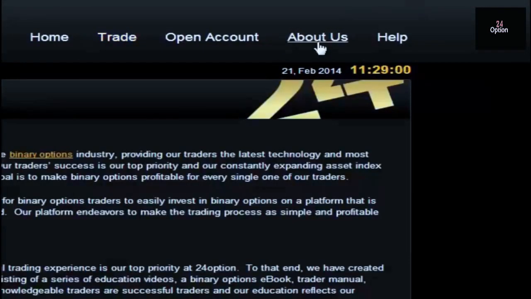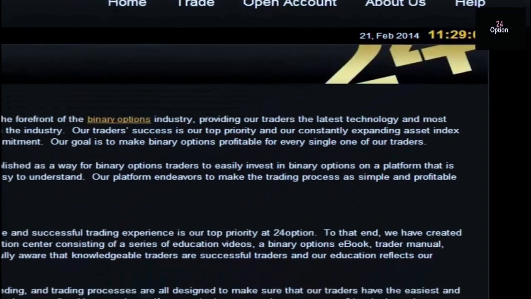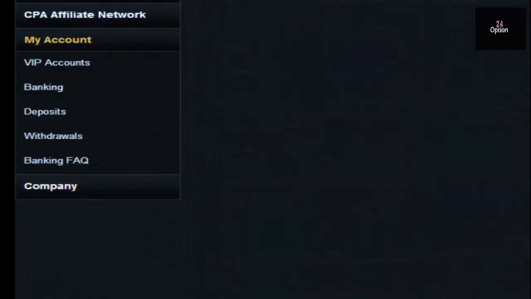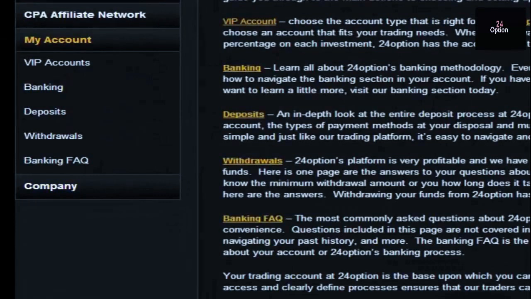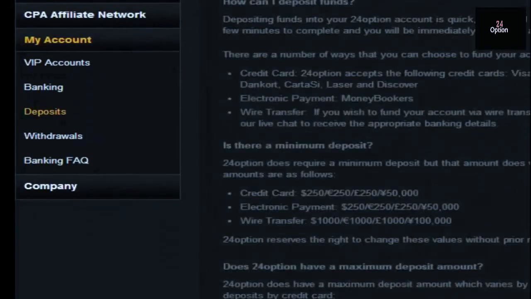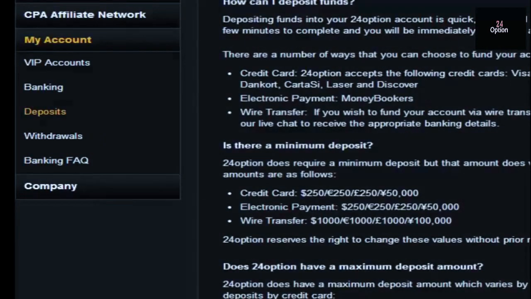If you click on the About Us tab and go to the My Account sub-tab, it will give you a whole bunch of information about what they can offer you in terms of the account. What I looked at in particular was starting with deposits and the way you could make deposits, which are pretty standard toward the industry. You can use credit cards to deposit. You can use Moneybookers or electronic payments, as well as wire transfers.